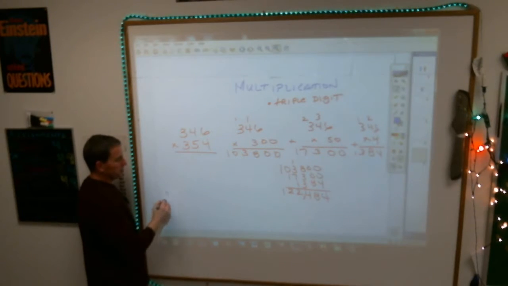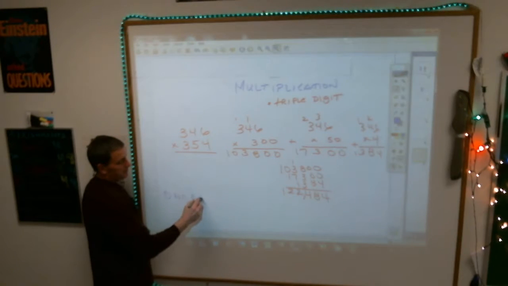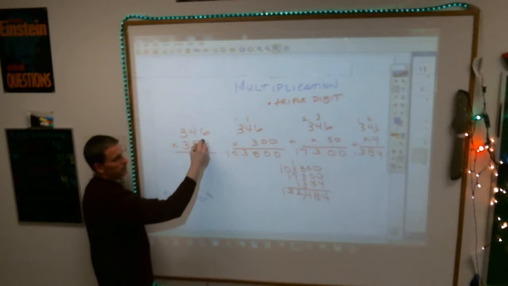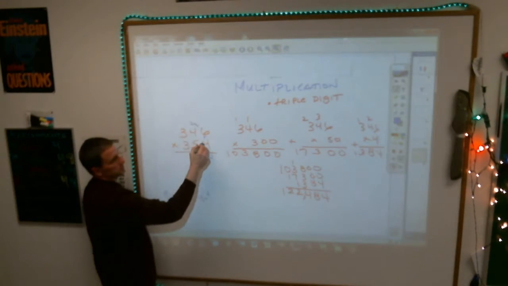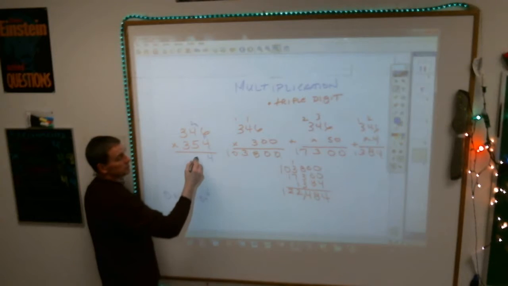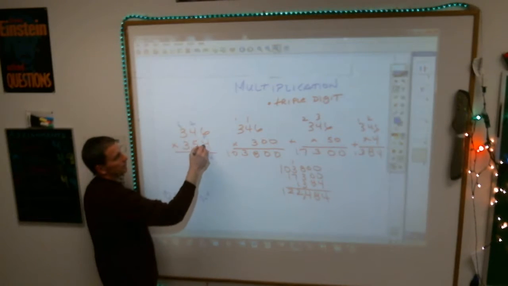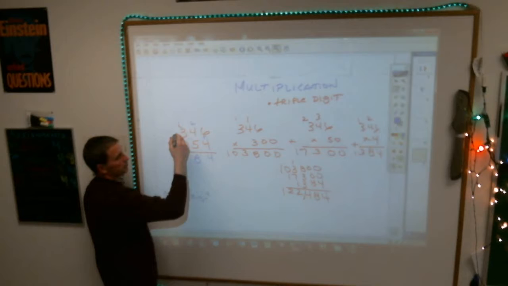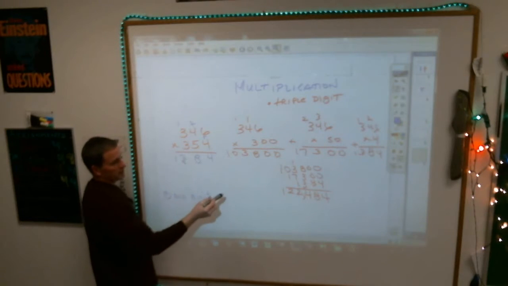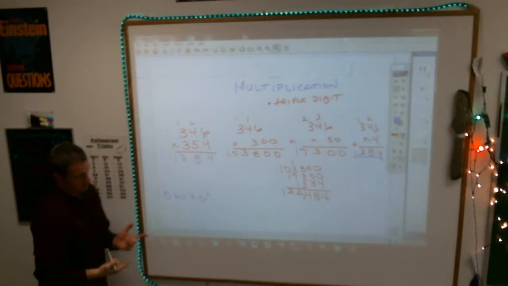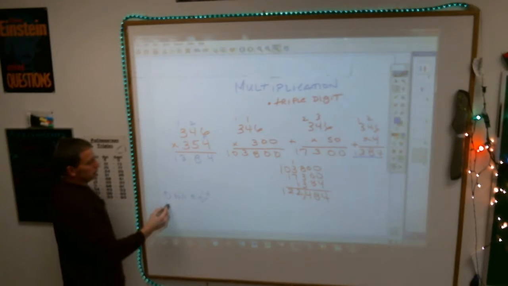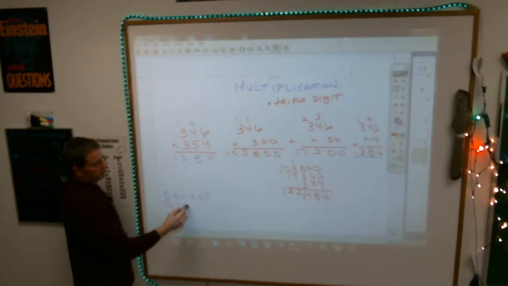Step number 1 is you multiply by the bottom right, which is this 4. 4 times 6 is 24. Carry the 2. 4 times 4 is 16, plus 2 is 18. 4 times 3 is 12, plus 1 is 13. Notice that's the same 1384 I got right there. Okay. Step number 2, you're going to multiply by the tens digit.